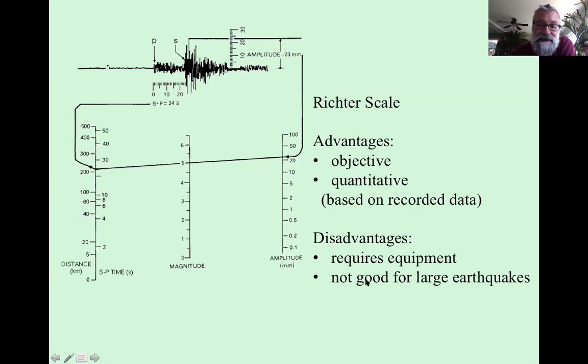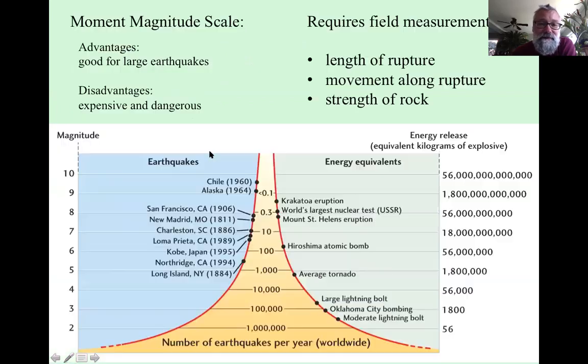But let's take care of this disadvantage, the fact that it isn't good for large earthquakes, which again, those are the ones that we are most interested in. And our scale basically does not work for those. So what do we do in the case of a big earthquake? We use the moment magnitude. The moment magnitude means that you actually have to go to the site where the earthquake occurred. You have to measure the length of the rupture along the horizontal distance. How long of a crack in the earth is it?